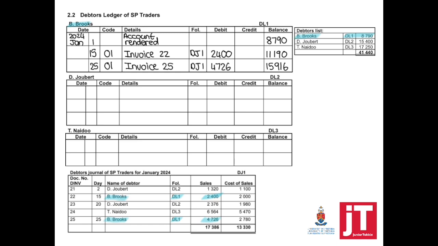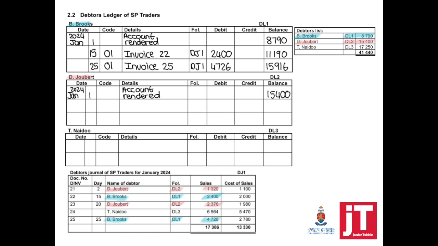If we go to DUBAR, we start with, on the first day of the month, account rendered 15,400. Then we need to look at the debtors journal. What happened during the month? There was credit sales, which means they owe us more money. This debtor, UBAD, will owe us more money.